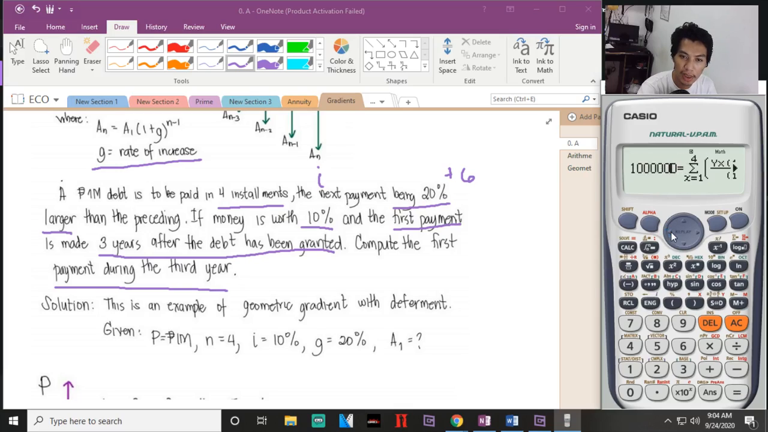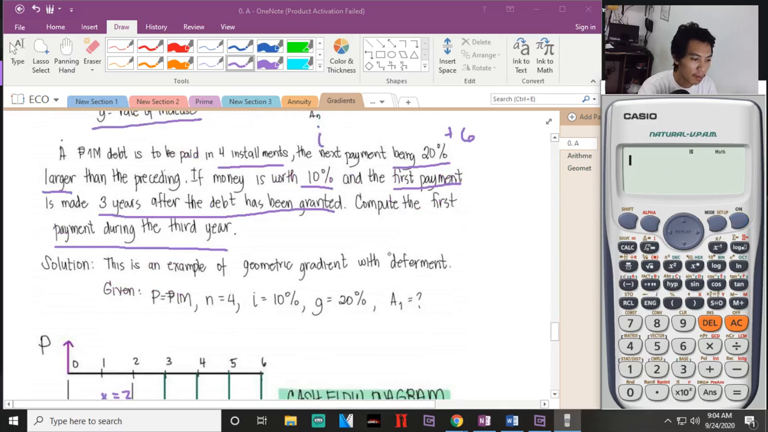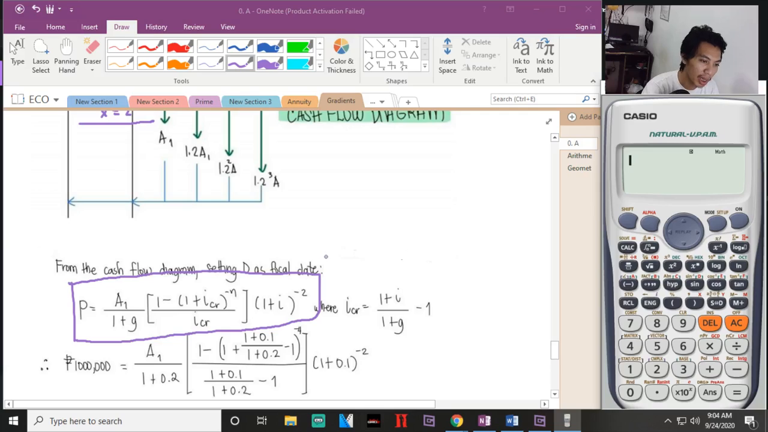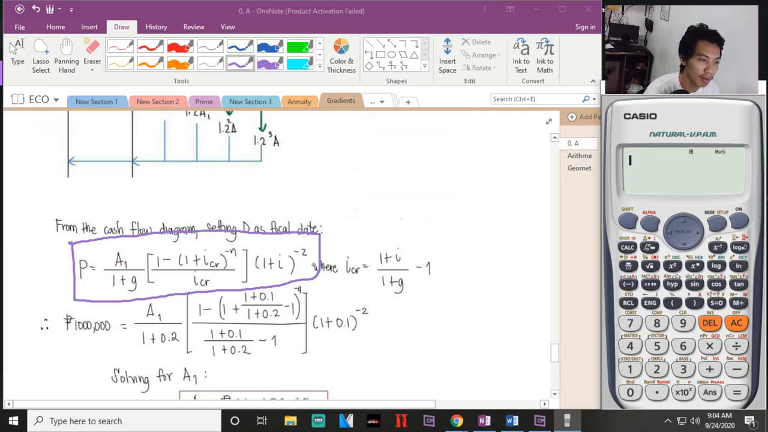Okay. Nagdodoble si x. Dodoble si x. Hindi siya pwede. Laging solve for x. Paano kaya gagawin? So, wala tayo ibang paraan kundi gamitin 'tong formula natin for arithmetic gradient. Pero madali lang naman siya.